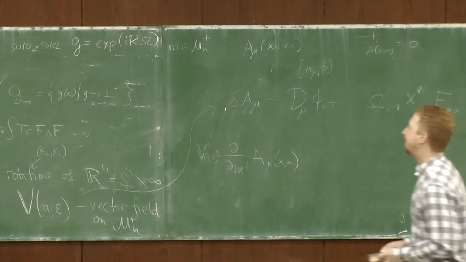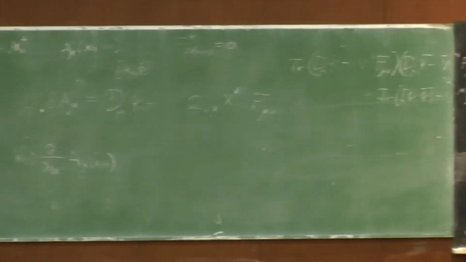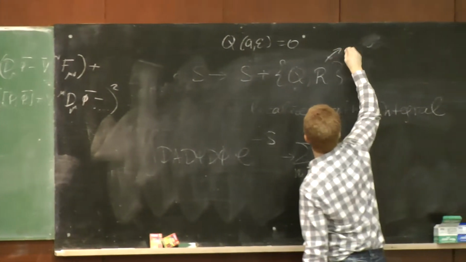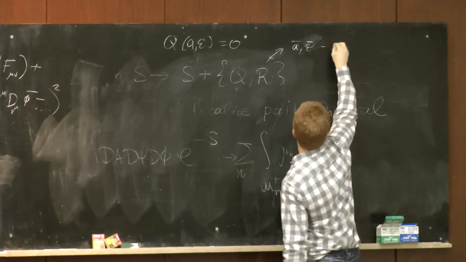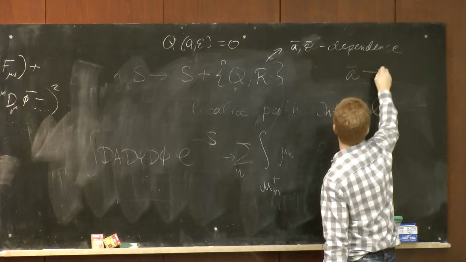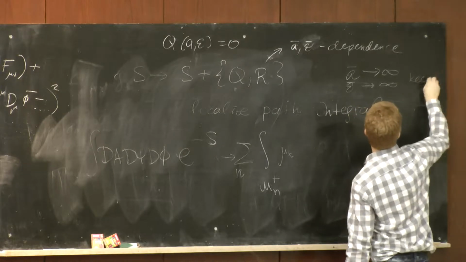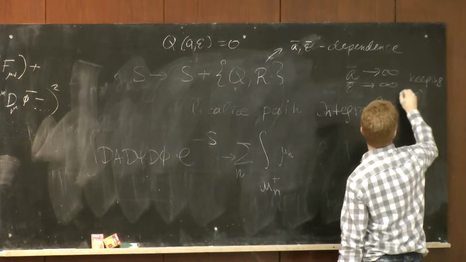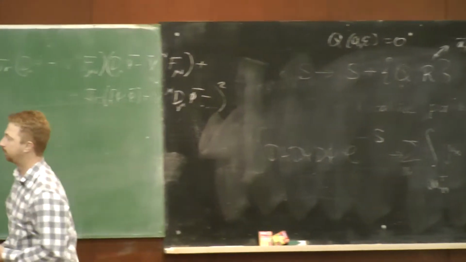But what's important is that in this story with this supersymmetry, A and epsilon are Q closed, but all the A bar dependence and epsilon bar dependence is in Q exact terms. And so you can play the trick of sending A bar to infinity and epsilon bar to infinity while keeping A and epsilon finite. And that's what localizes things.